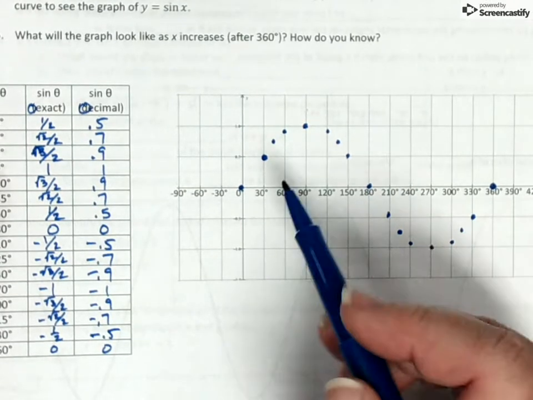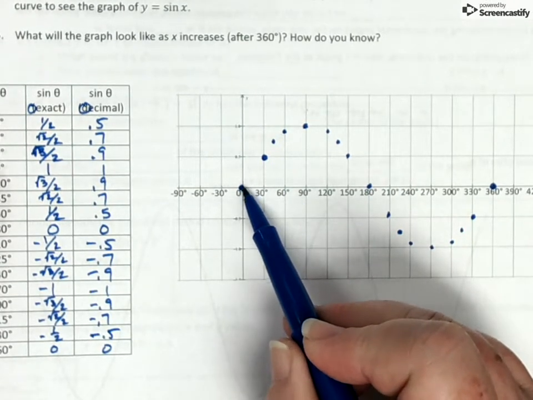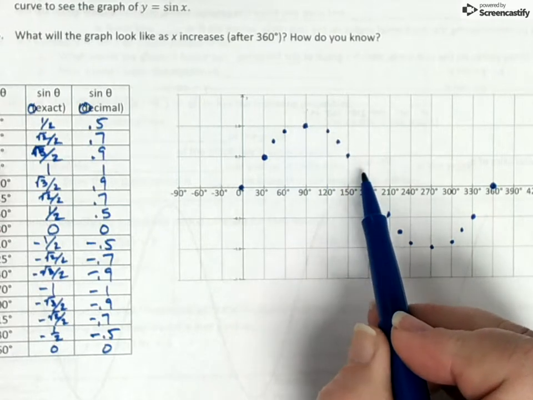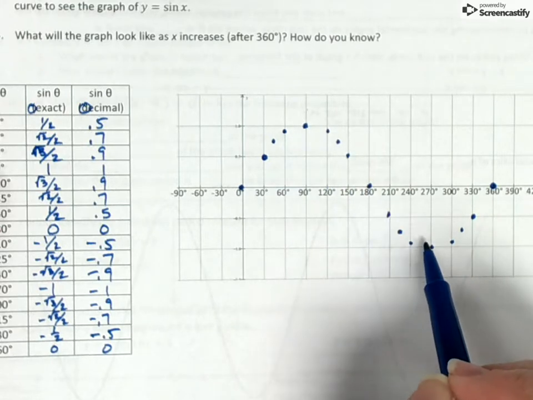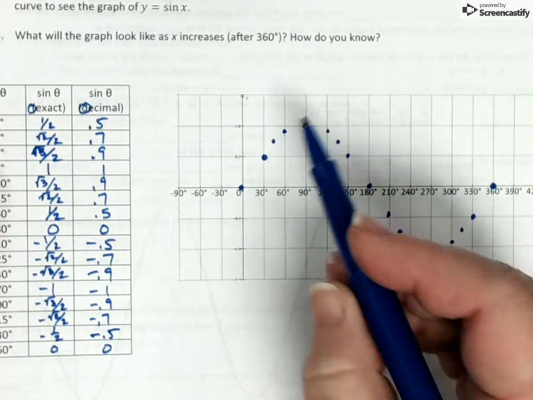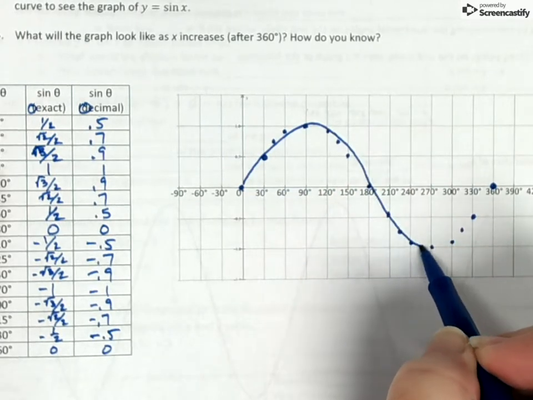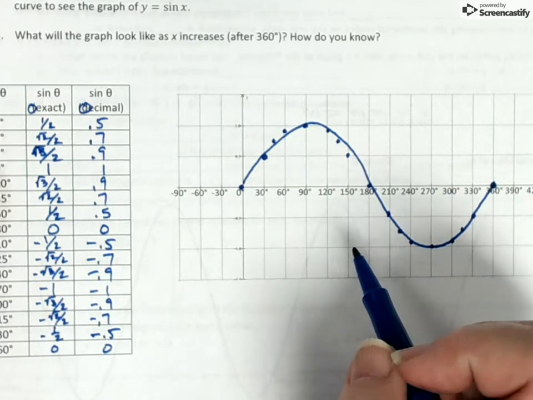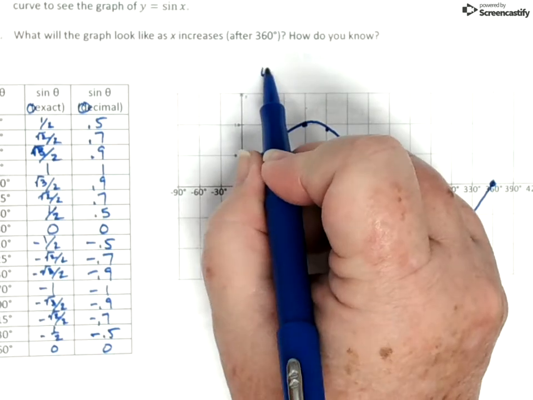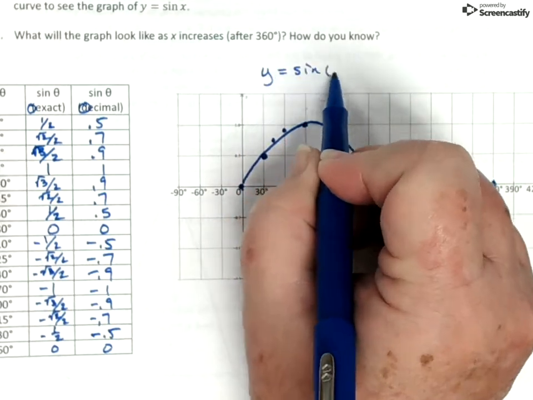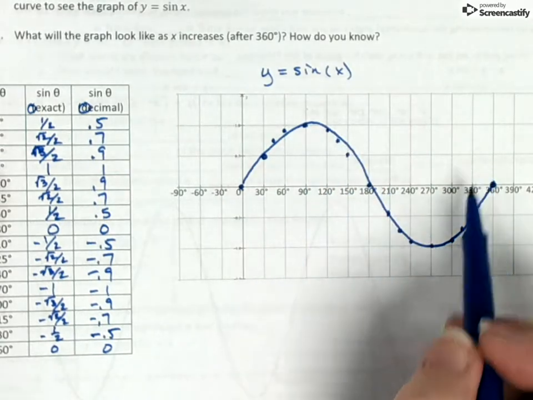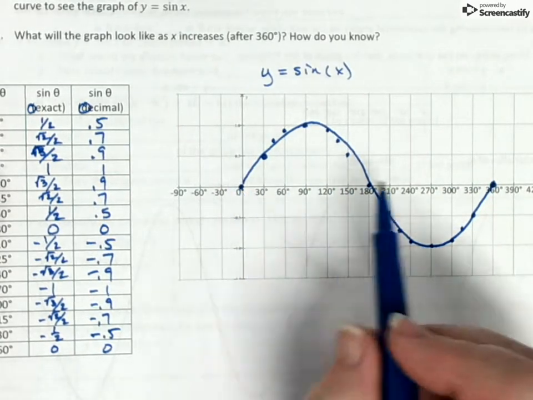When you look at it, remember I said that there was this flowing pattern. It rises to 1 and then it falls to 0, and then it falls to negative 1 and rises back to 0. This right here is the graph of y equals sine of x. This is the graph of y equals sine of x over one cycle. Now it starts at 0 and goes to 360.